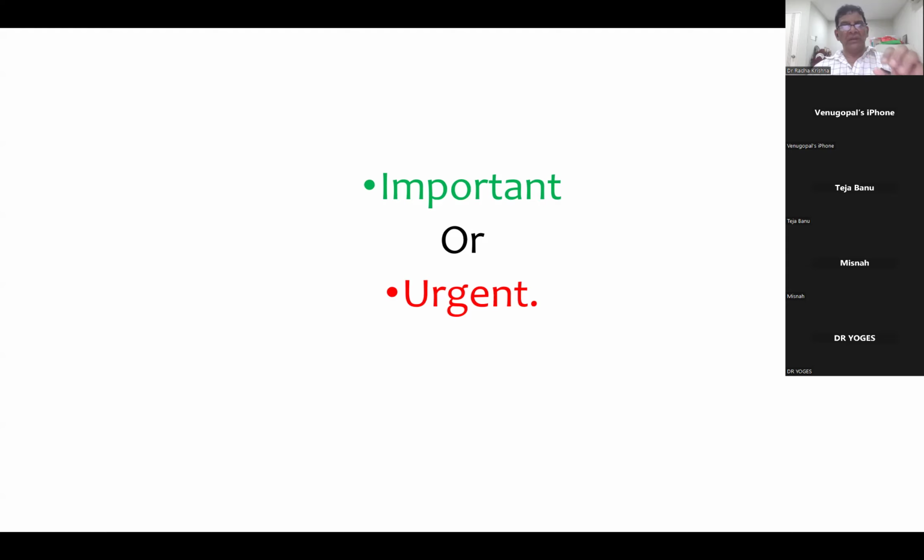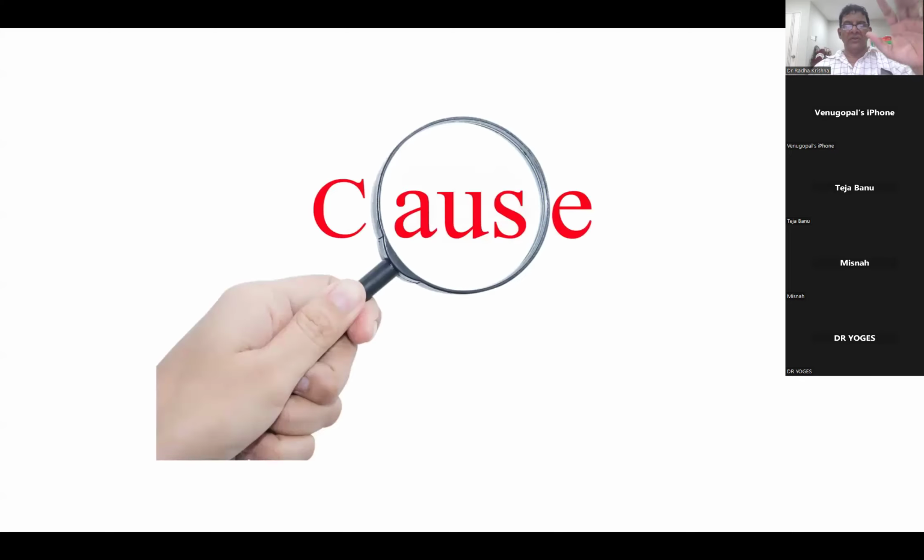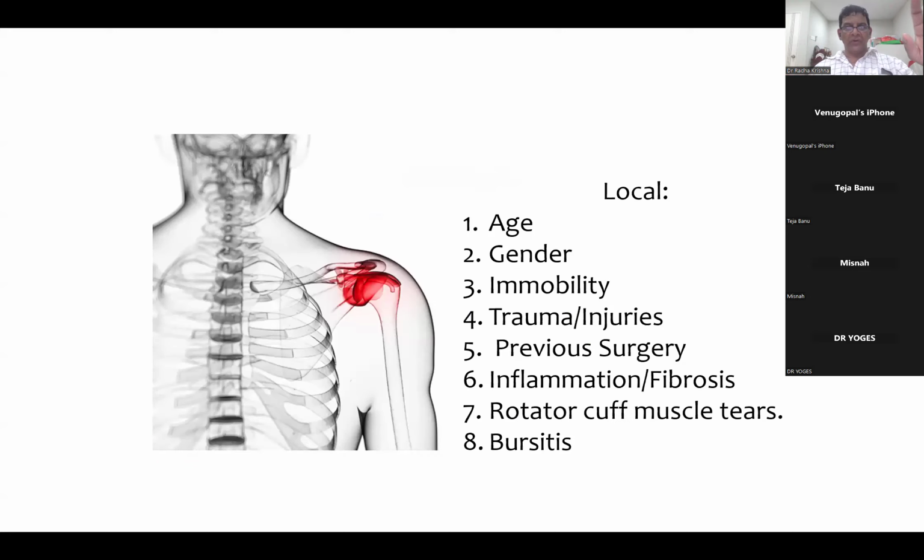Sometimes the patient may be having it for 3 months, 4 months, so it may not be urgent. It's just important. Next, after we have classified mild, moderate, severe, and urgent or important, we take the next step to find out what is the cause. Again, the patient is sitting in front of us. Now we are looking for a cause. How do we look for a cause?